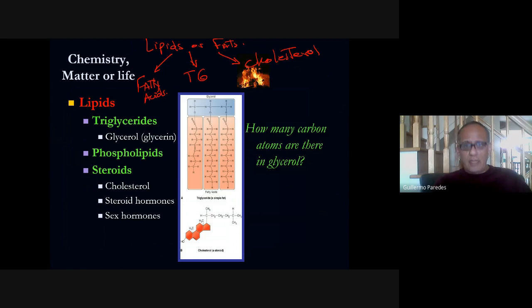What is cholesterol? Fat. What are triglycerides? Fat. What is fatty acid? Fat. Okay with that? So that is the minimum that you need to remember about the classification of the lipids.